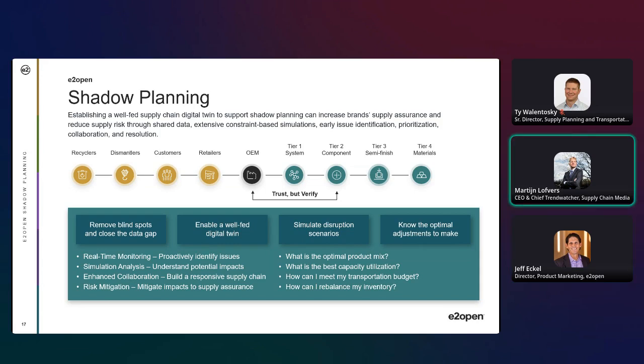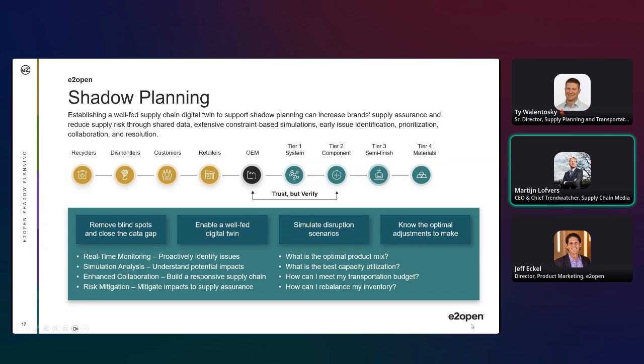Yeah, it was great talking to Ty and also to you, Jeff. We talk about all these ripple effects and the major center of it, all the bullwhips. And again, you can only manage these bullwhips when you look over your next tiers, and then you can have this trust, but you have to verify what you're seeing.